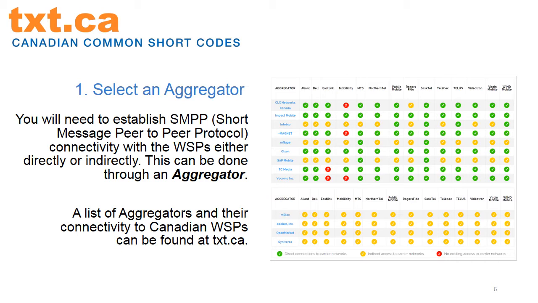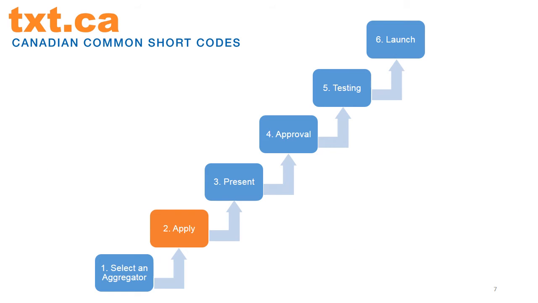A list of aggregators and their connectivity to the Canadian wireless service providers can be found at txt.ca. There, you will find a chart indicating the connectivity each aggregator has with each wireless service provider. Once you've contacted an aggregator to work with, you can now move on to step 2, apply.